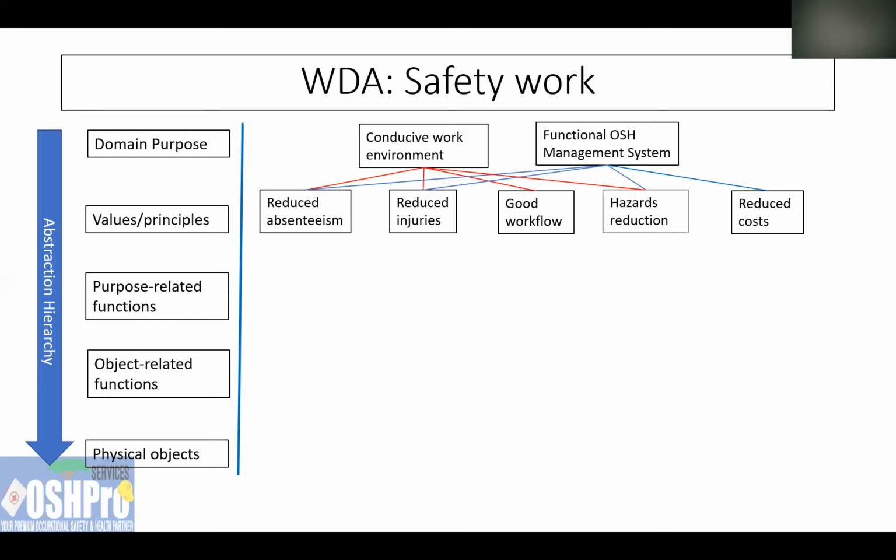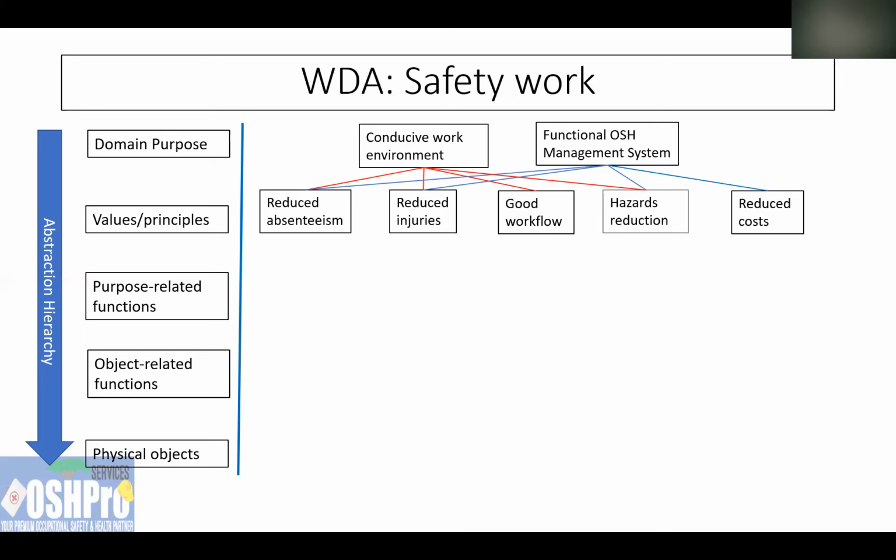And you see the red lines going from the conducive work environment to reduced absenteeism. This means we can measure a conducive work environment if we see that we have reduced absenteeism, we have reduced the number of injuries, we have good workflow, the number of hazards are reduced. If we are using chemicals, we've reduced the number of chemicals we use. So the number of hazards are reduced. We see that our work environment is conducive.